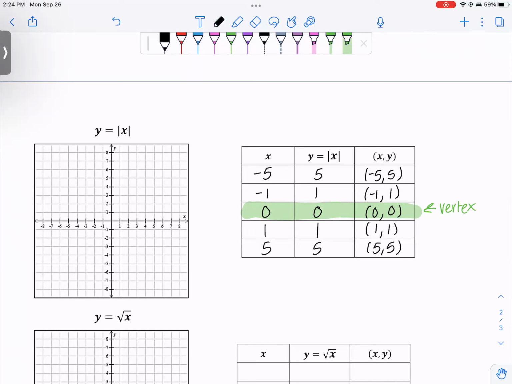Now that you know that, I haven't drawn it yet. I just got ahead of myself is all. All right. I am plotting all of these points.